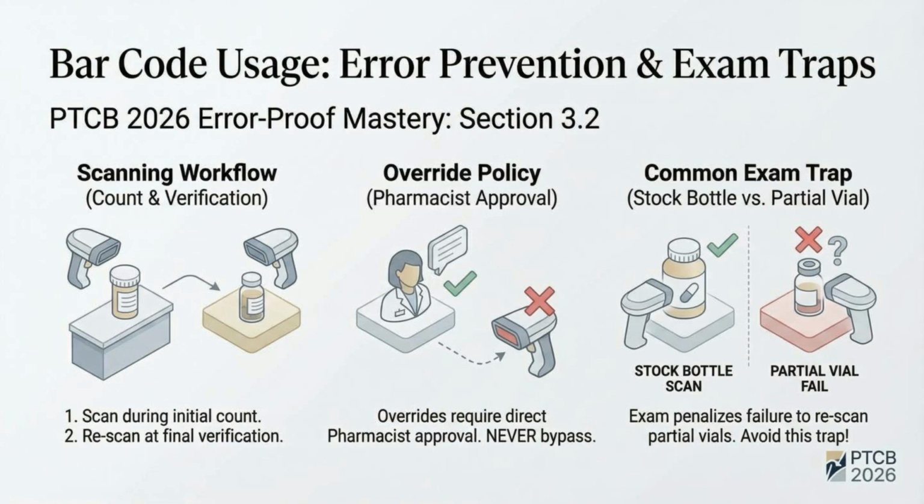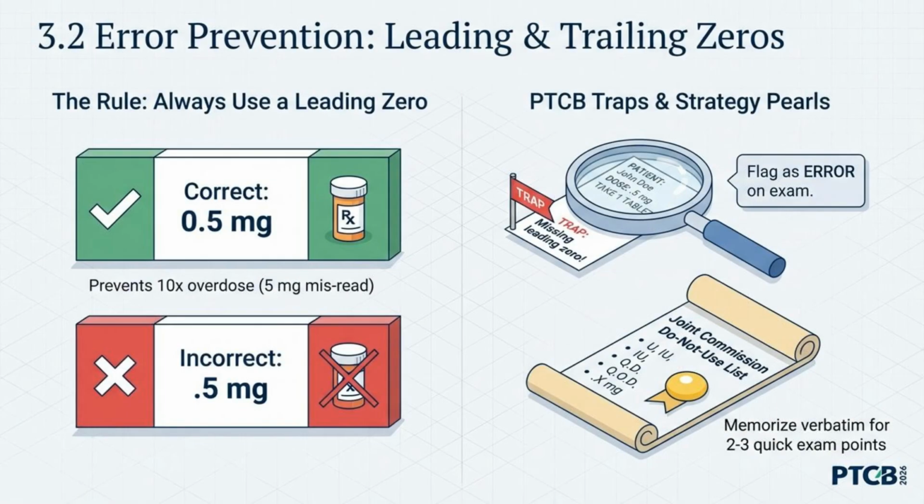Barcode usage prevents errors during counting and verification. Remember, overrides of a scanner alert always require direct pharmacist approval. A common exam trap is failing to rescan partial vials. Always rescan them. Always use a leading zero for dosages less than 1, like 0.5 milligrams.